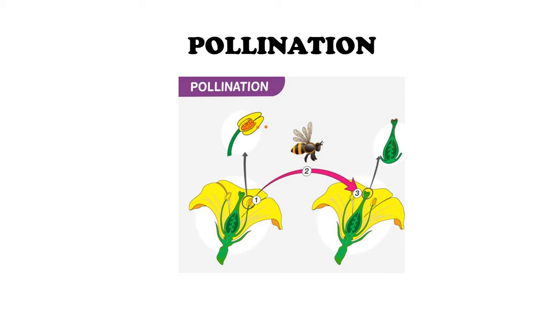Next, what is pollination? Pollination is a method where pollen grains are picked from an anther, which is the male part of the flower, and transferred to the female part called the stigma. These pollen grains must be transferred from the same species of flower. That is called pollination. Have you understood, students?